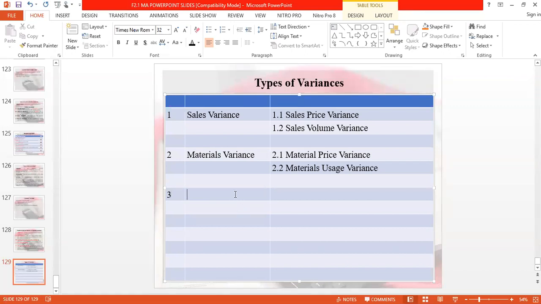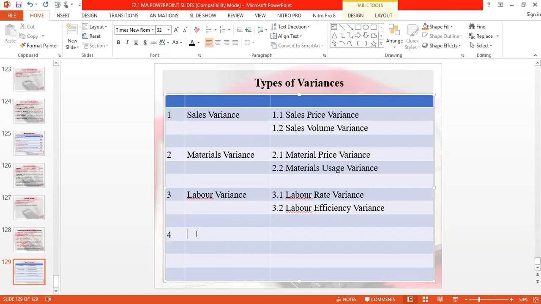Number three, we have labor variance. It can either be 3.1, labor rate variance, or 3.2, labor efficiency variance.